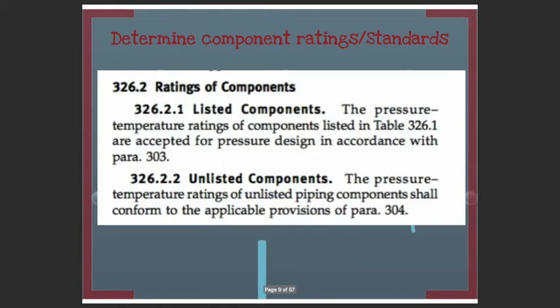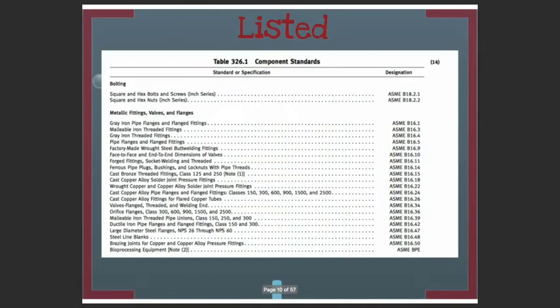For example, a listed flange will be found in Table 326.1 of ASME B31.3. This flange standard is called ASME B16.5. An unlisted component would be an eccentric reducer, for example. I'm just going to go back here and we'll just take a quick look. You can see B16.5 here.